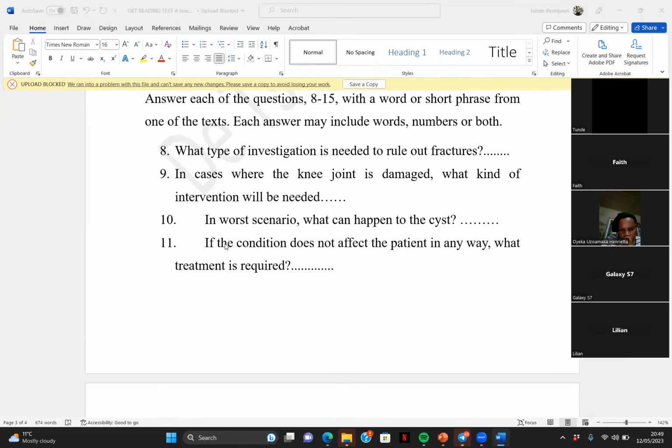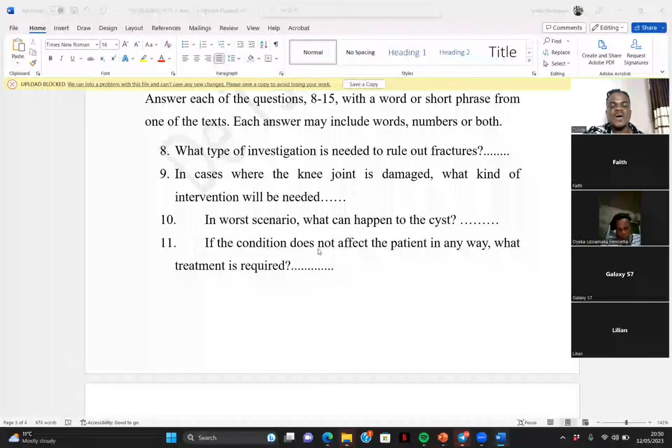Question 11 says, if the condition does not affect the patient in any way, what treatment is required? They just say what. So in this case, it's just one word or two, depending on the name of the treatment. So here, where are you getting the answer? The answer will be coming from text D. And what do you think will be your keywords now? They are saying if the condition does not affect the patient. In another way, if it is asymptomatic, do you get?